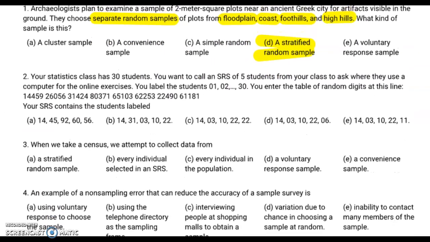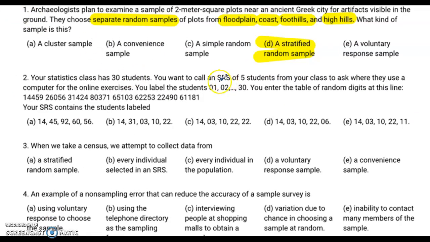Number 2, your stats teacher has 30 students, and you're supposed to choose a simple random sample. That SRS means simple random sample of 5 students. You have all of these labels from 01 to 30. So what you're going to do by using this table of random digits is go through and choose 2 digits at a time, skipping anything that's above 30, skipping 00, and ignoring repeats.